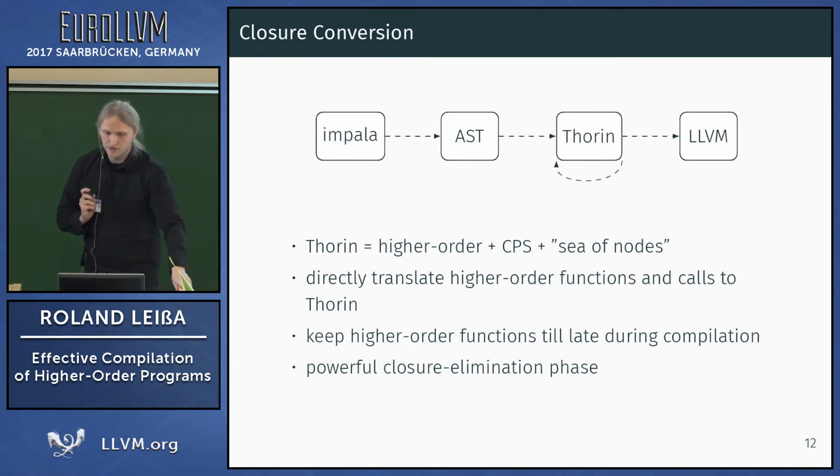So in our research language Impala, we are compiling to an AST, and we don't do the closure conversion there. Instead, we are compiling to our higher order intermediate representation called Thorin. There we're doing a bunch of optimizations, including a powerful closure elimination phase I will talk about in a minute. And after we are done with that, we're going down to LLVM.